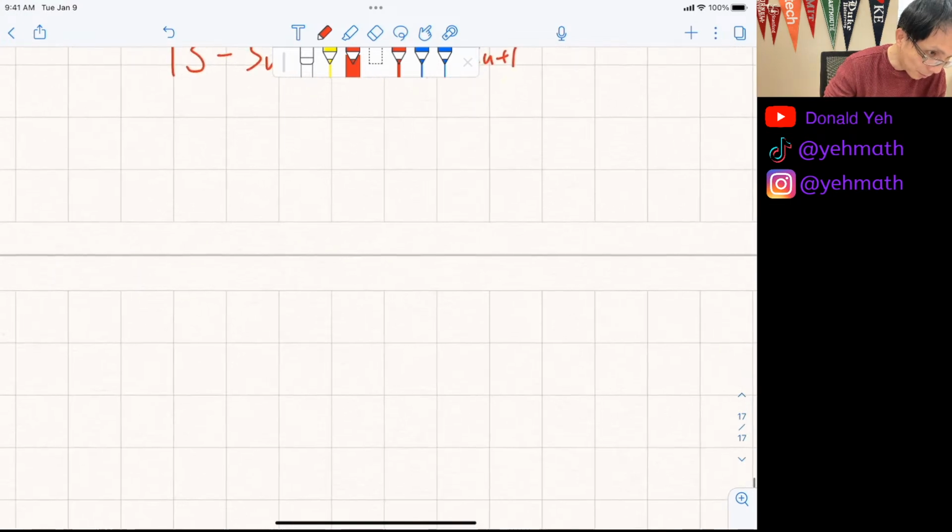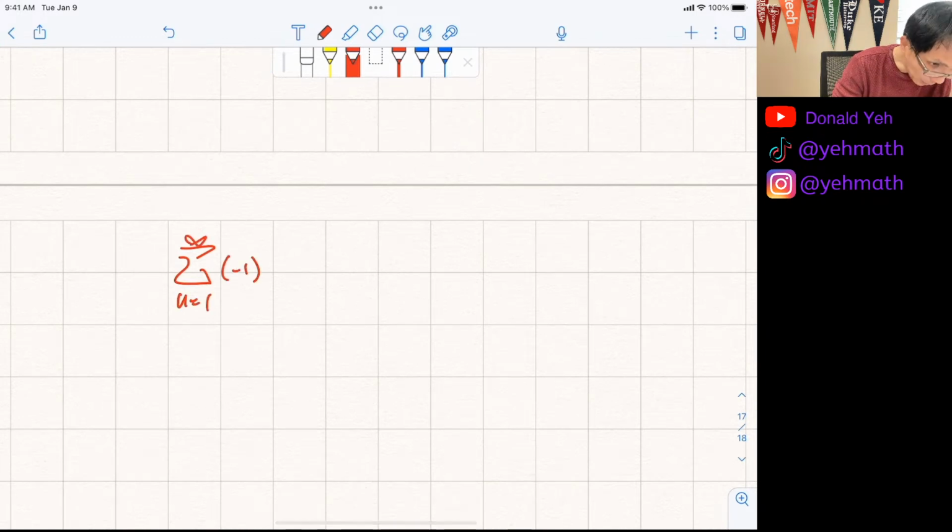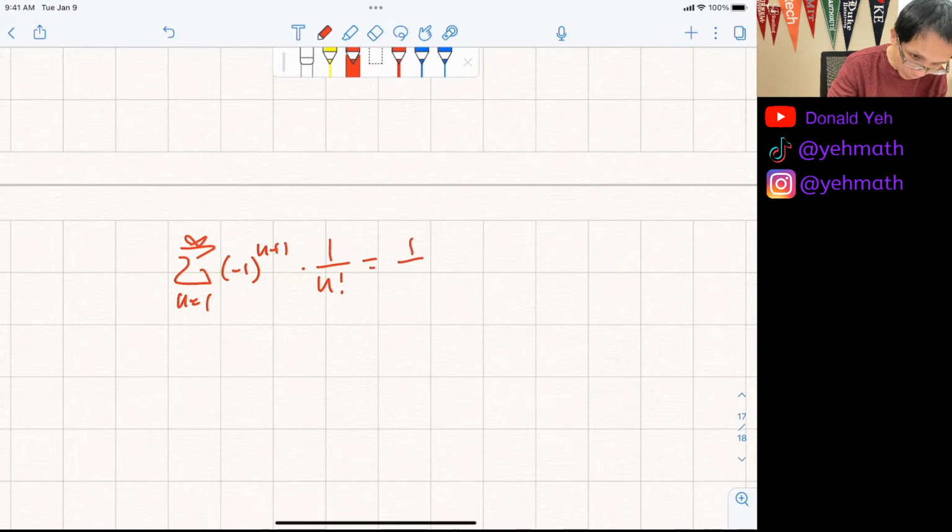We're going to try a problem. This problem we're going to try is the summation of n equals 1 to infinity of (-1)^(n+1) times 1 over n factorial. And we know that is 1 over 1 factorial minus 1 over 2 factorial plus 1 over 3 factorial minus 1 over 4 factorial, and so on, and keep on going.